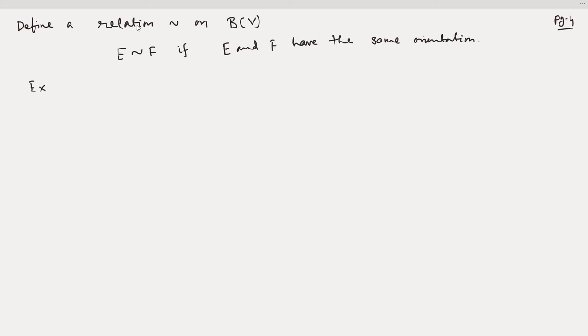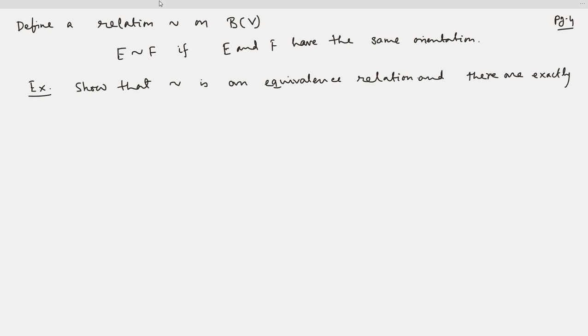So here we have the following exercise. Show that this relation is an equivalence relation, and moreover, there are exactly two equivalence classes.